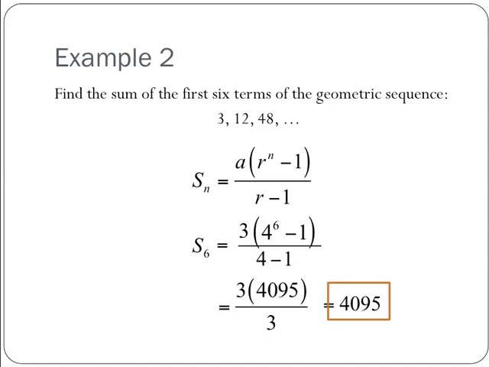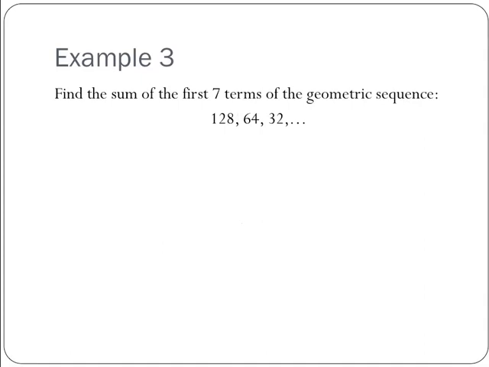All right, the last example. Find the sum of the first 7 terms of the geometric sequence 128, 64, 32. Now this one is a little bit trickier. The reason is because, well, what are you multiplying by to get to each next term in the sequence? In this case, you have to think about this as not dividing by 2, but as multiplying by 1/2.